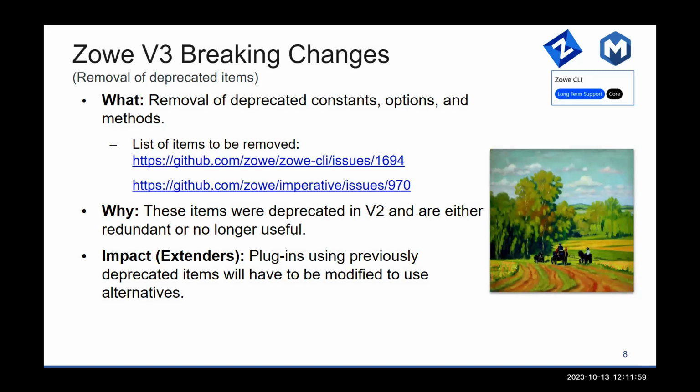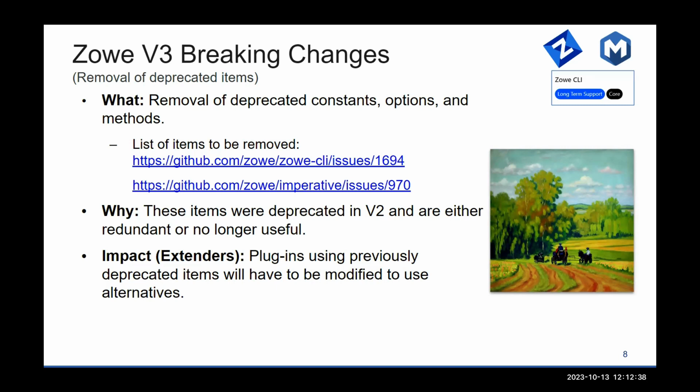The next breaking change is the removal of deprecated items. This includes constants, options, methods, and so on. There are really too many to go over in this presentation, I think, but I've included links to the relevant GitHub issues that contain lists of the deprecated items that will be removed in V3. And why? Well, these items were deprecated in V2 and are either redundant or no longer useful. And the impact to extenders is that plugins using previously deprecated items will have to be modified to use alternatives.